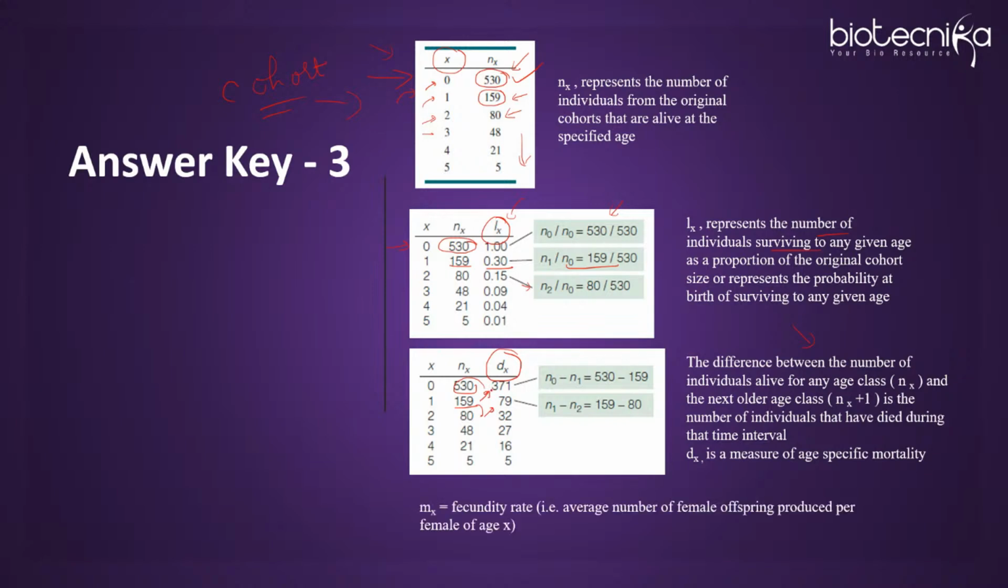Then, the last parameter, mx, fecundity, right? What is fecundity? Average number of female offspring produced per female of age x. Right? So you must know all these variables, how you have to calculate them.